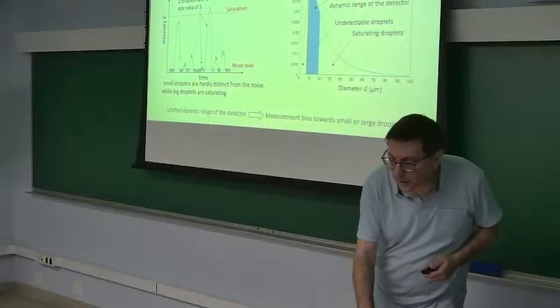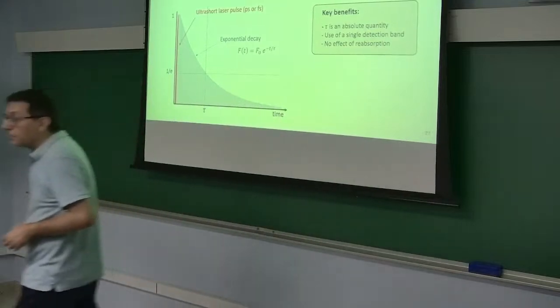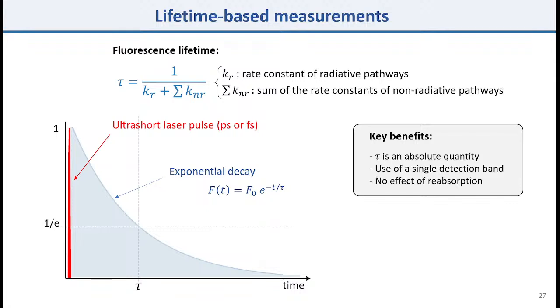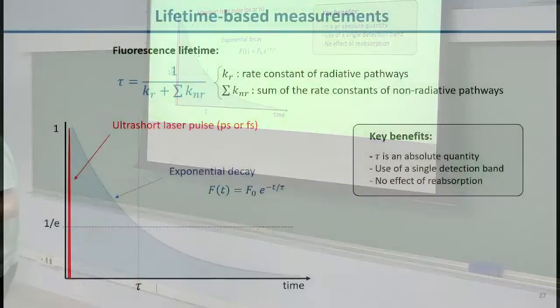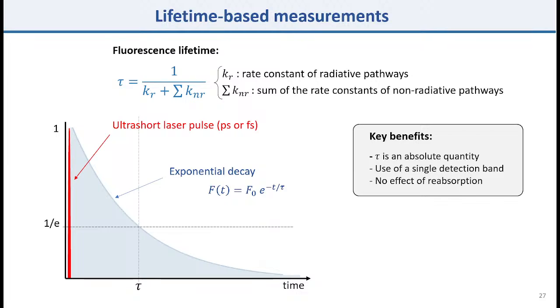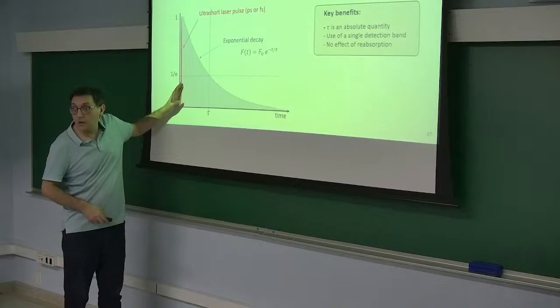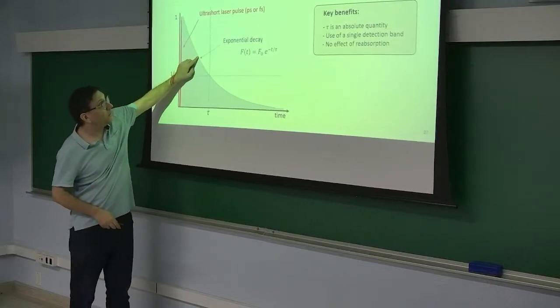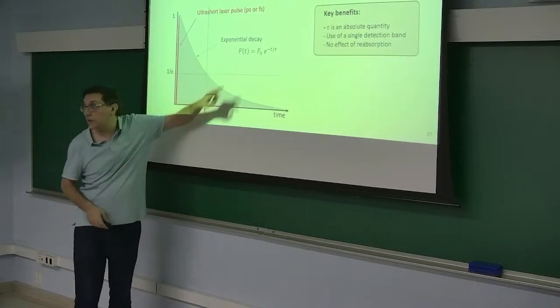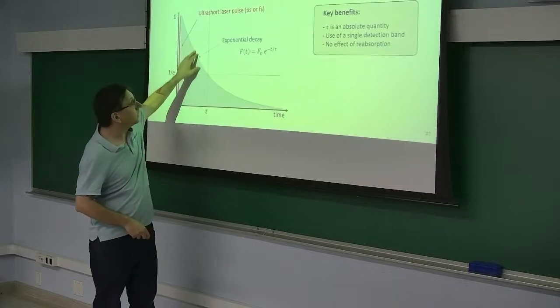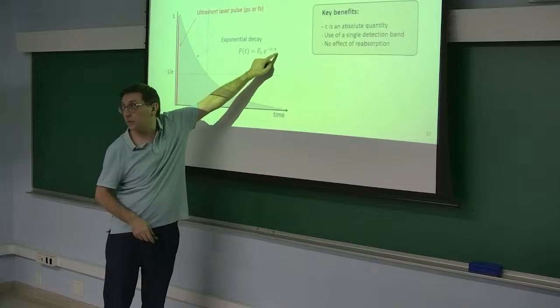So because of this, we decided to change our approach completely and to develop a new technique that is not based on the intensity, but on the measurement of the fluorescence lifetime. The fluorescence lifetime corresponds to the time fluorescent molecules remain in the excited state before returning to the ground state. This can be measured by using ultra-short laser pulses that can be produced by a femto- or picosecond laser. After the excitation by the ultra-short laser pulse, the fluorescence will decrease following an exponential decay, and we need to find the best fit of this decay to obtain the value of tau, the fluorescence lifetime.